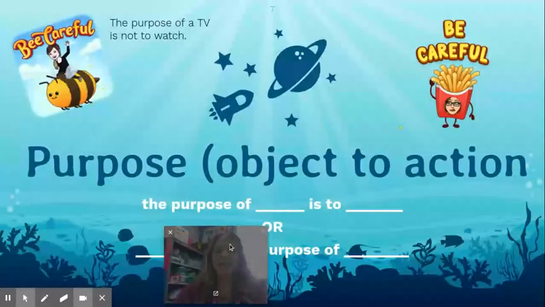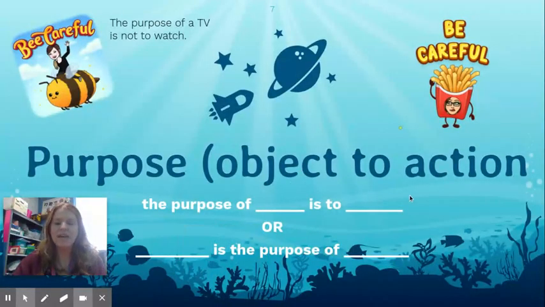The next one we have is purpose, and this is also called object to action. You have to be really careful in these because it's asking what the purpose of the object is. If you're thinking TV, the purpose of a TV is not to watch. The TV is not watching anything. You are watching the TV, but what is its purpose? In this one, we use the purpose of blank is to blank, or blank is the purpose of blank. Those are the sentence patterns we use.